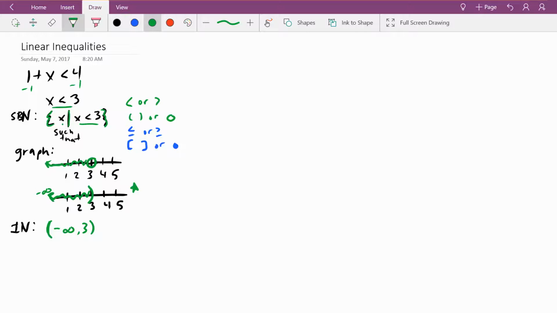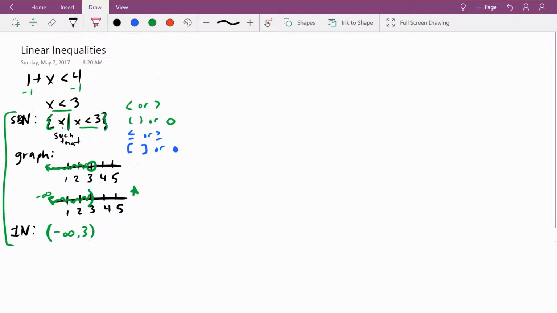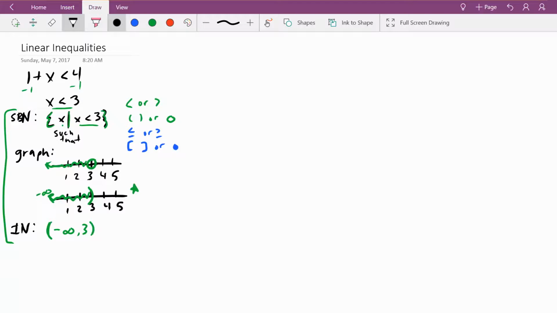So basic inequality example, mostly I wanted this example to point out these different methods of writing our solution: set builder notation, graph, and interval notation. Alright, next example. Instead of 1 plus x, let's do 1 minus x. And I'm going to go ahead and put a line underneath for this one, just to have that example.